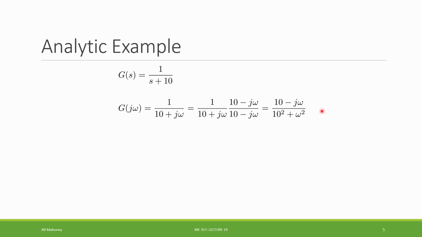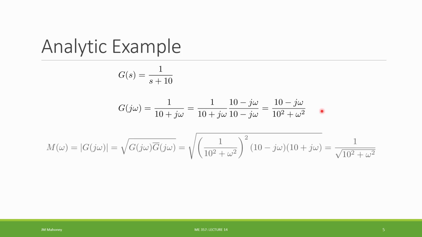The first thing I want to look at is what's the relationship between the magnitude and the frequency for this particular transfer function. So to find the magnitude as a function of ω, I need to find the absolute value, or the magnitude, of G(jω). Well, I have G(jω) now, and I have it expressed in this way with the complex number on top. So let's see how we can find the magnitude.